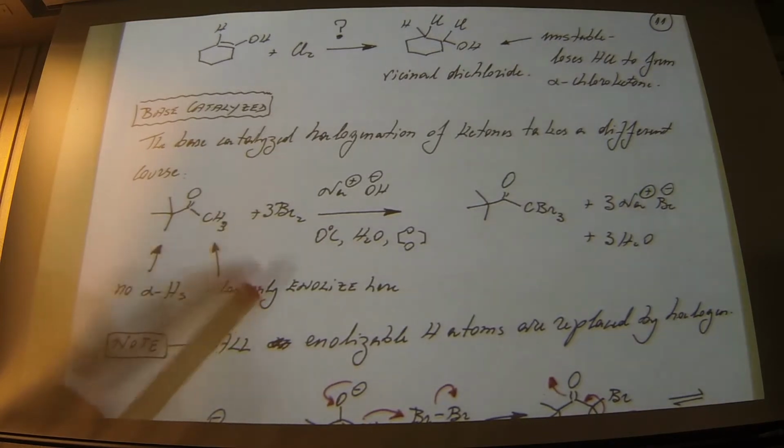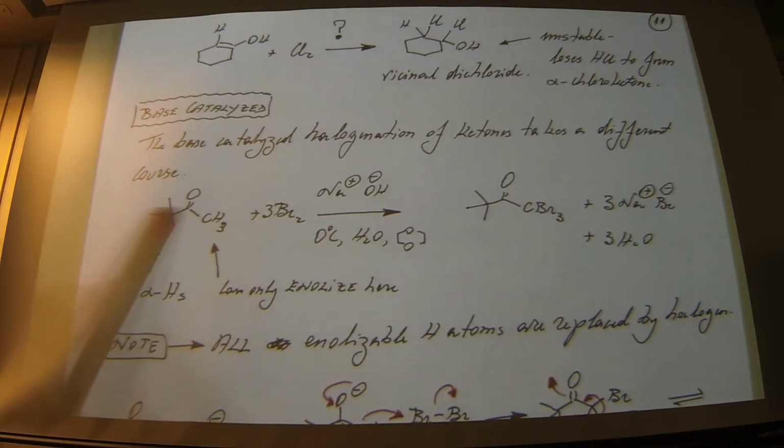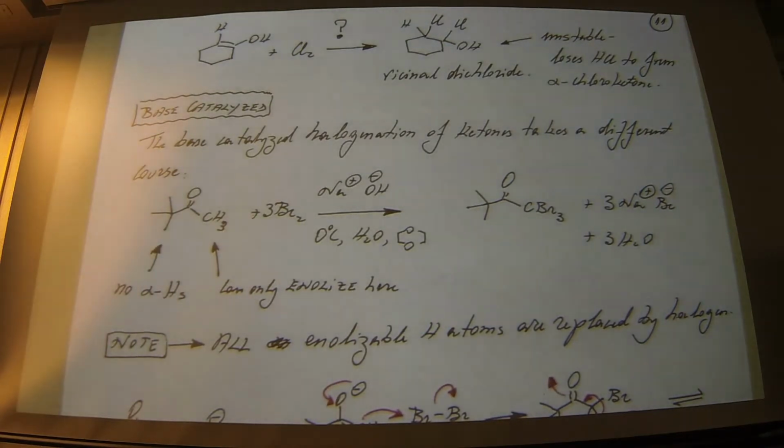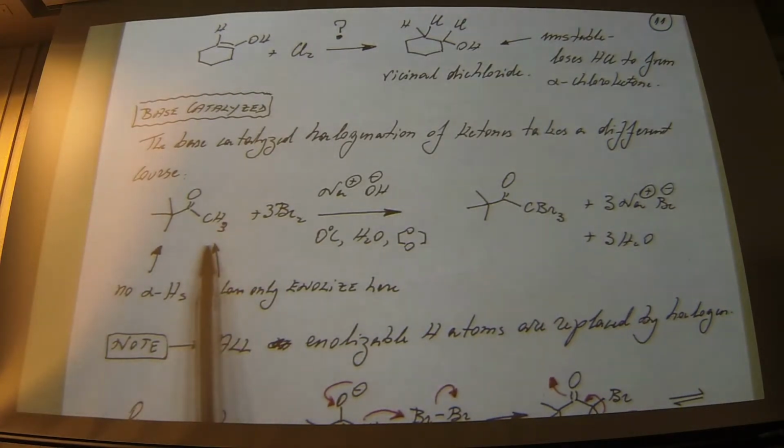Now, take pinacolone. Notice that one side is a t-butyl group, the other side is a methyl on the carbonyl. So the carbonyl is flanked by a t-butyl. The t-butyl, by the way, does not have any hydrogen, so it can't enolize on the left-hand side. Why can't it enolize? Well, because there's no hydrogen to lose. So this can only form an enol on the right-hand side because that's where the hydrogens are.